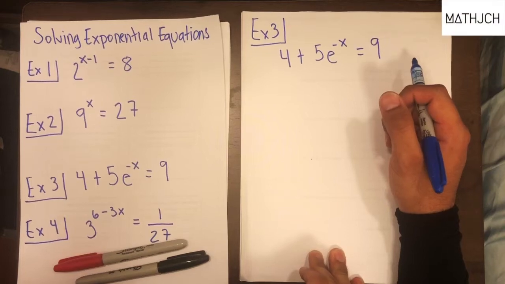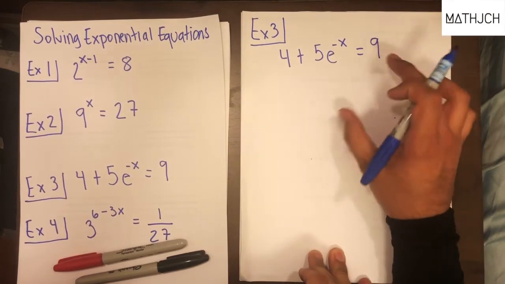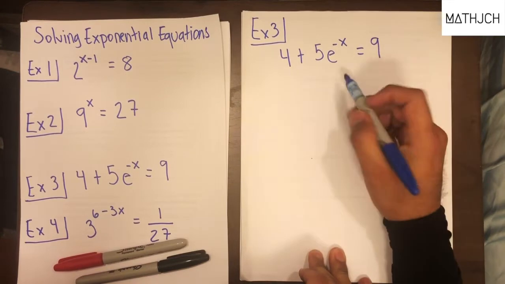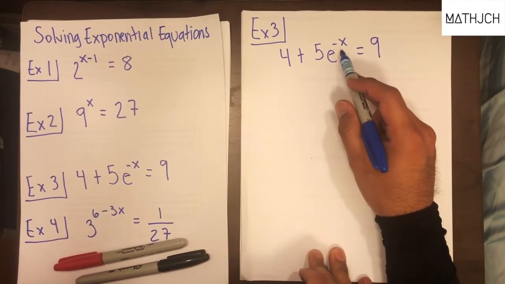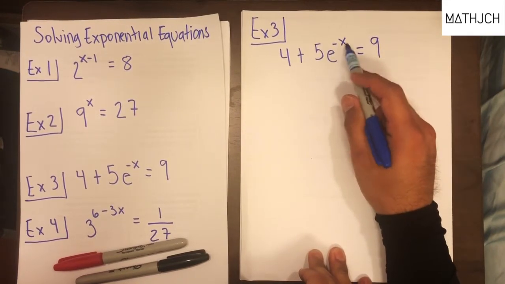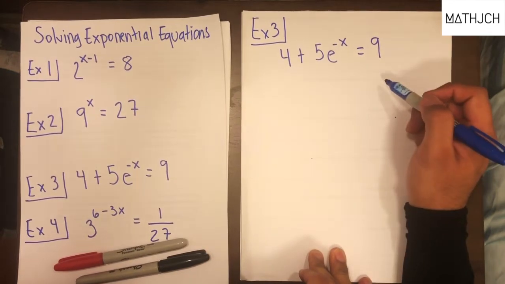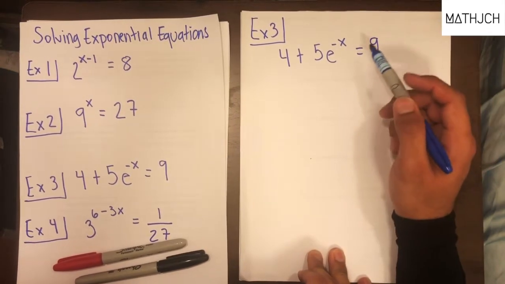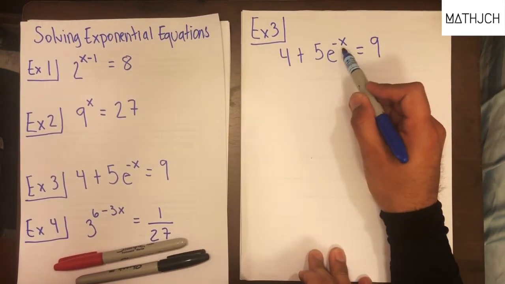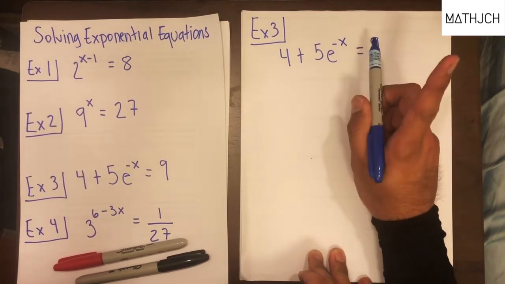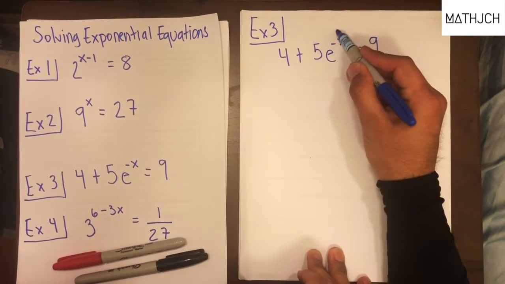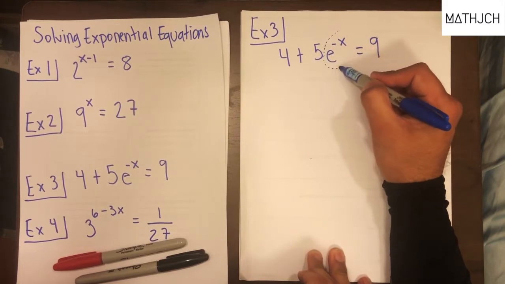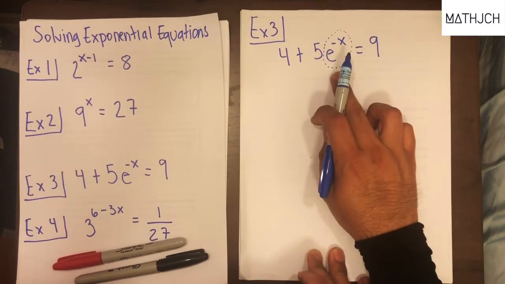For our exercise 3, notice that we have something a little bit different. We have an e and a power of negative x. The first step that we have to take is to leave the term with e to the power of negative x by itself. Okay? So let's work on that first. So we're going to leave this term of e negative x by itself.